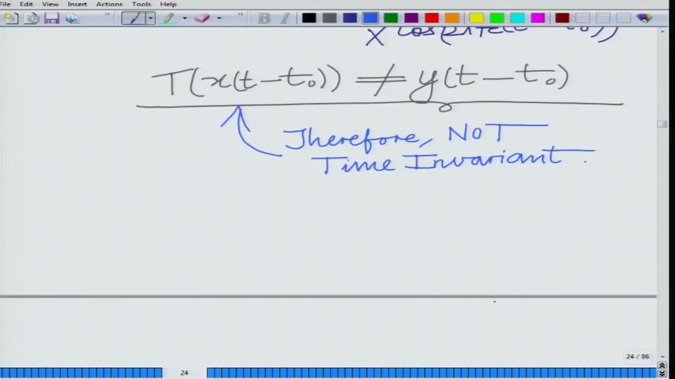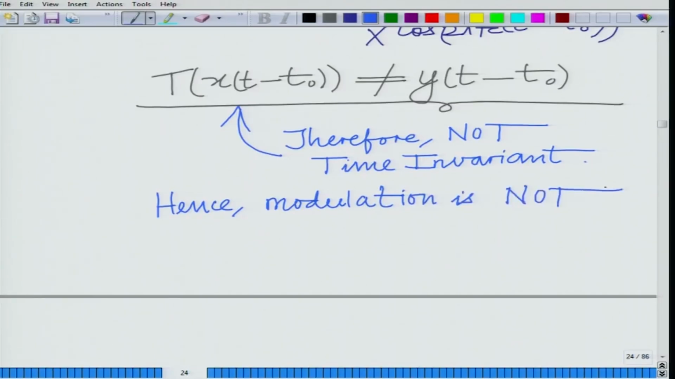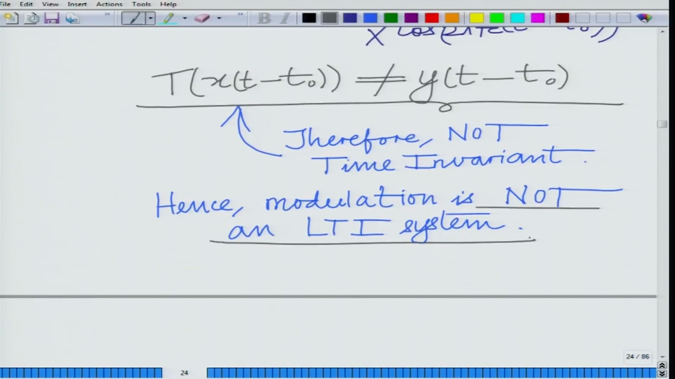It is linear but not time invariant, hence the modulation operation or modulator subsystem is not a linear time invariant system. This is not an LTI system. Okay, so that is the important aspect that you have to understand. Sometimes it's not obvious, so it's a linear system, but it's not a time invariant system.